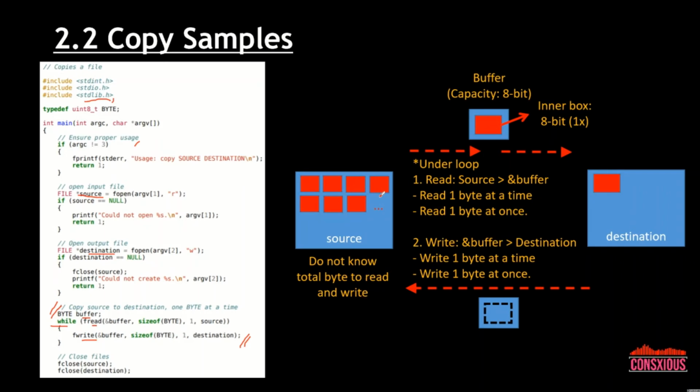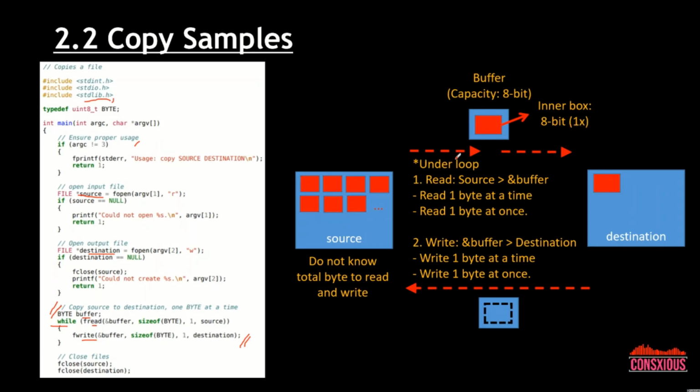We just know there's a lot of bytes here, so we just want to transfer them to the destination. What we do here is create a variable, which in this case is 8-bit. You can see the capacity is 8 bits. The inner box here also has one 8-bit.